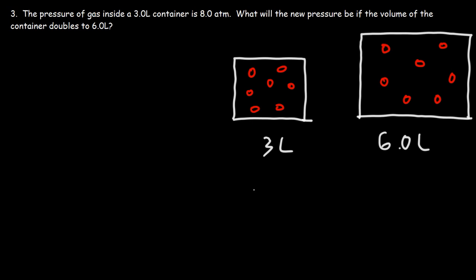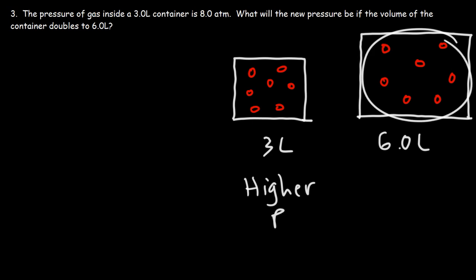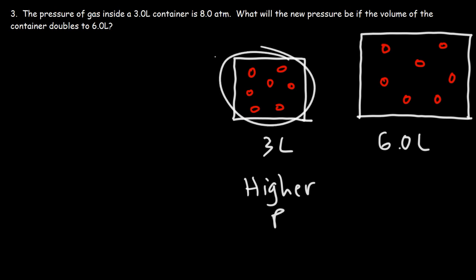So the one on the left will have a higher pressure. The pressure exerted by a gas is proportional to the number of collisions between the gas molecules and the walls of the container. So on the left, because there's less space, the molecules will collide with the container more frequently. On the right side, there's more space. So as a result, the gas molecules will collide with the walls of the container less frequently. But here it's going to be more frequently. And so that's why the pressure is higher when the volume of the container is lower.